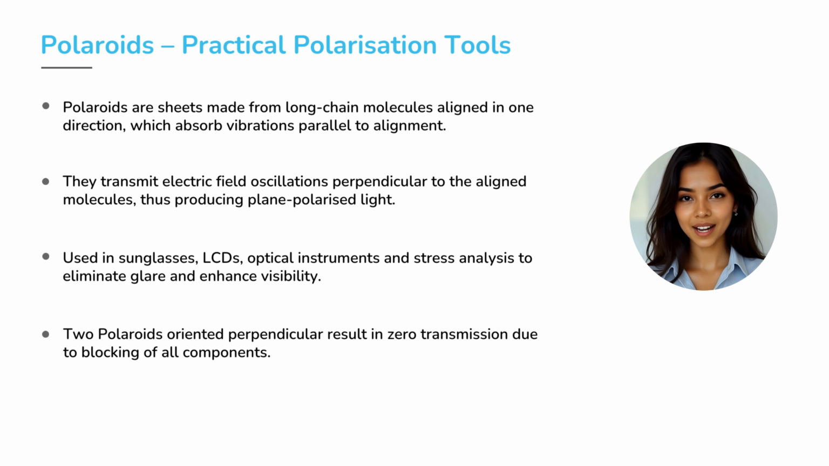These handy sheets aren't just for sunglasses, they're vital in LCD screens, optical instruments, and even stress analysis to reduce glare and reveal hidden patterns. But here's a funny twist. If you stack two Polaroids so their alignments are at right angles, guess what? All the light gets blocked. It's like two bouncers both denying entry to everyone, resulting in total darkness. This simple trick is a powerful way to control light in technology and science.